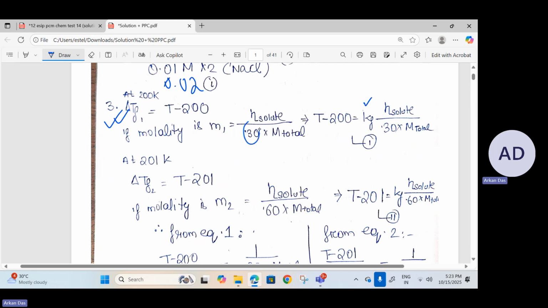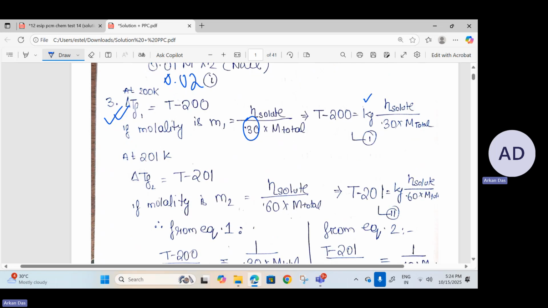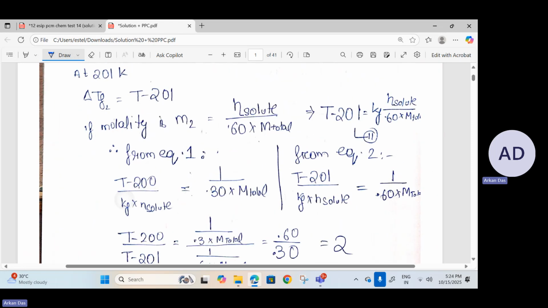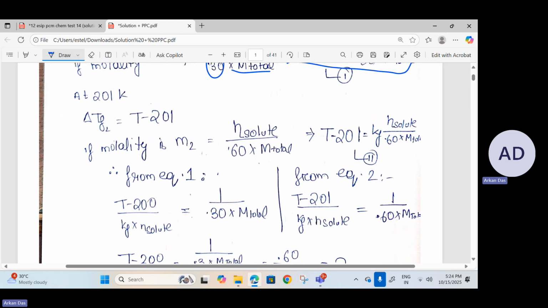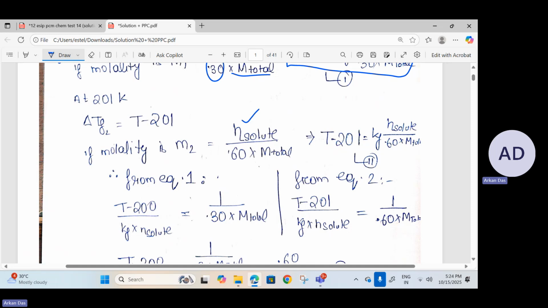How are we going to get 0.30? You might ask, sir, where did the 0.30 come from? If you remember, at 200 Kelvin, it was 30%. So 30 by 100 is 0.30 multiplied by the total mass. If you formulate, the equation looks like this: here is the delta Tf, here is the Kf and here is the small m. Now let's go for the next value, that is at 201 Kelvin, where we find that m2, or molality, is the number of moles of solute divided by 0.60 into M total.